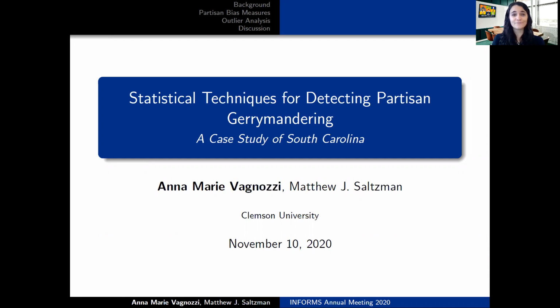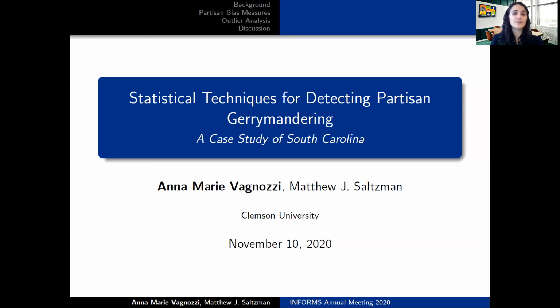Today, I'll be sharing about a study that aims to shed light on statistical techniques for detecting partisan gerrymandering. When it comes to using mathematics as a tool to work towards fair redistricting, there are two approaches one can take. One could focus on identifying techniques to assess the fairness of maps that are already established, or one can focus on procedures to construct fair districtings in the first place.